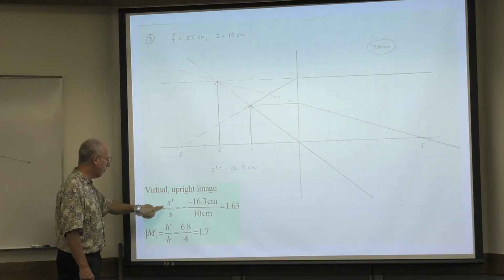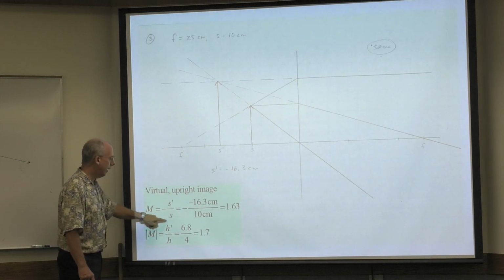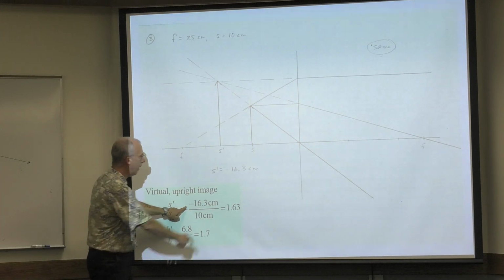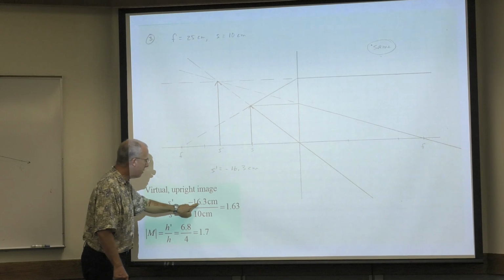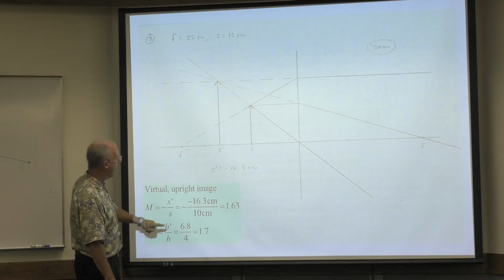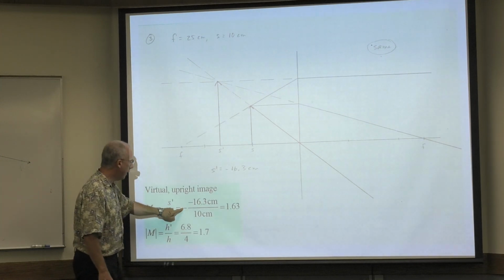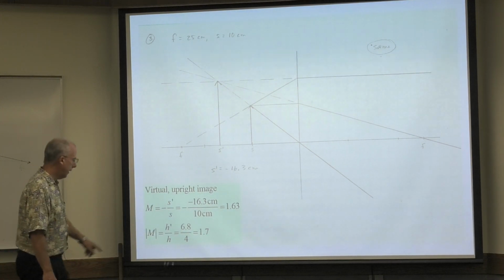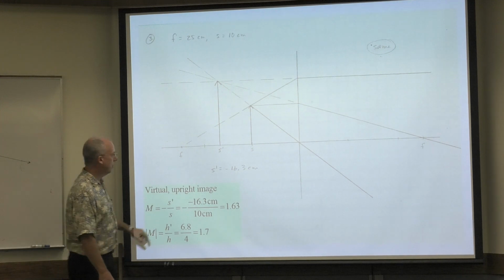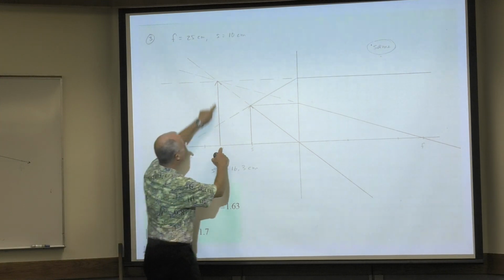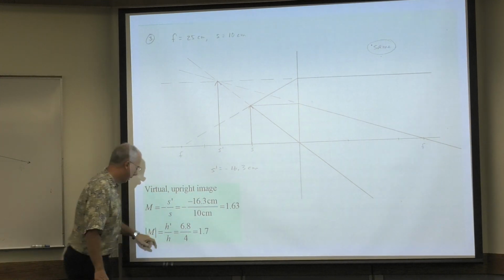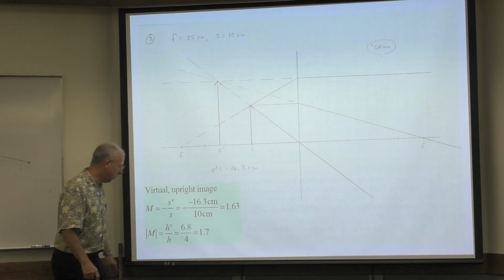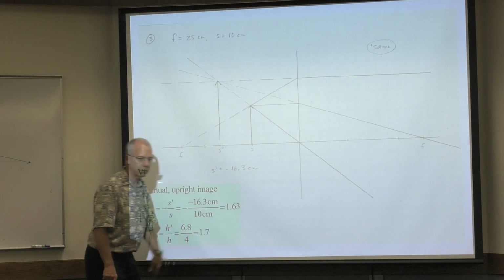So the magnification equals minus S prime over S. And here's what I mean. You get to get these minus signs right. So S prime is minus 16.3. S is 10. So you have a minus, which makes a plus. So you get 1.63. And then here's the absolute value, right? You just measure the height of this divided by the height of this. And when I did that, I got like 1.7. So that's pretty good for drawing, you know.